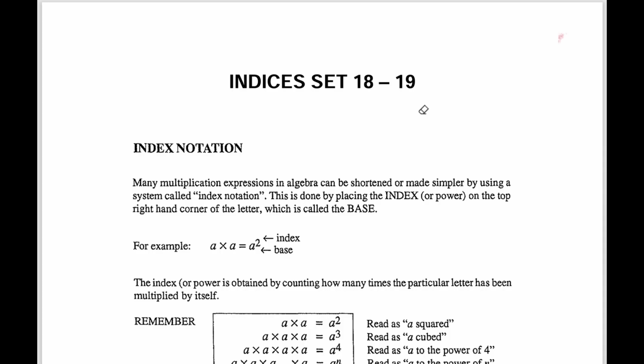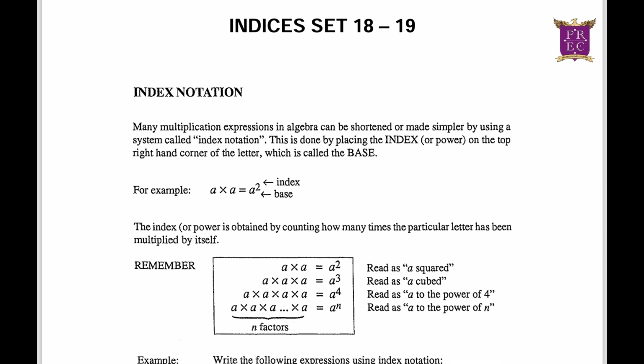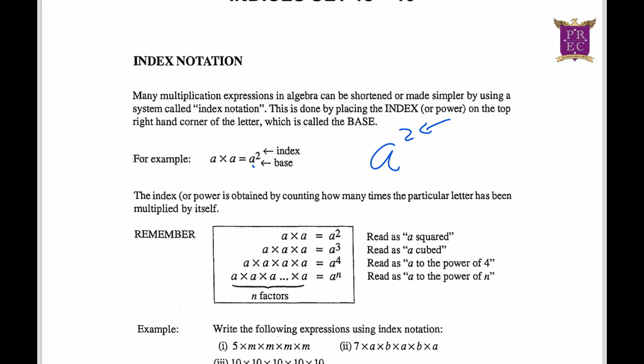Guys, in this video we're going to be going through indices and index laws. I'm sure everyone's seen index notation before, but let's go through the basics again. In index notation you have two components. You have the base, or the big number at the bottom, which can be either a variable or a number, and then you have the index, which is the small number in the corner. What the index tells us is how many times the base has to be multiplied by itself.